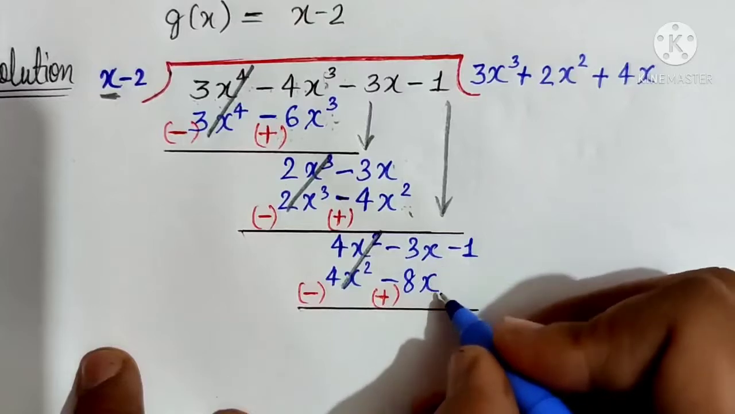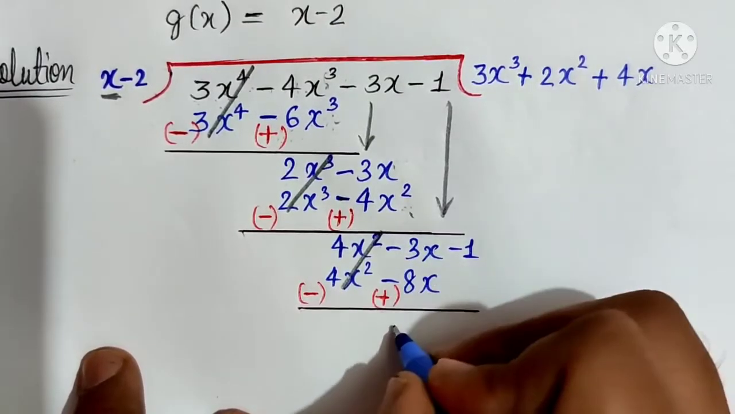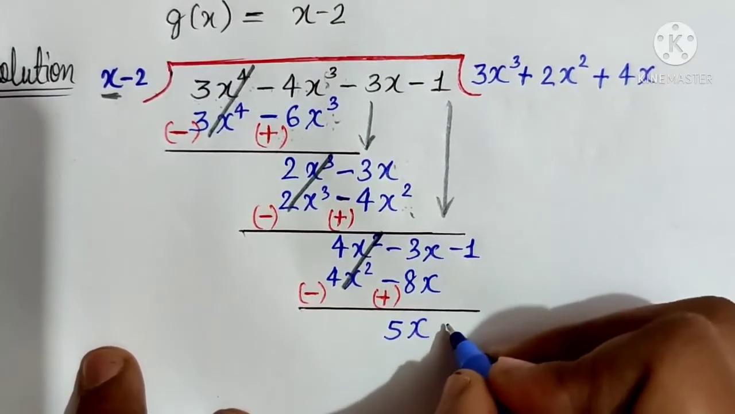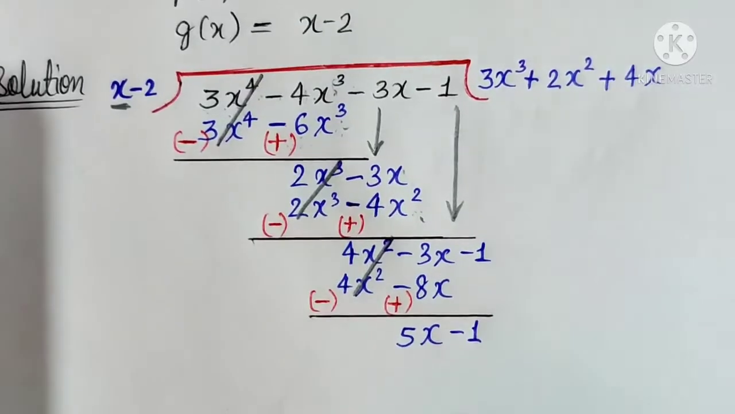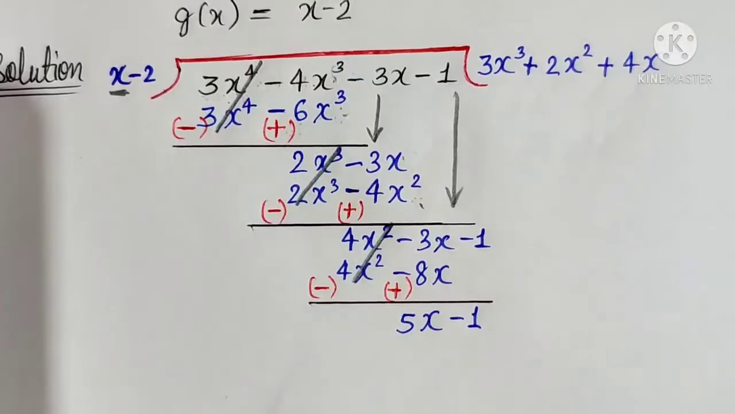Okay, now the same terms are there. See, x. If we subtract 3 from 8, what is left? 5. And this x will come as it is, 5x. This minus will come downside, minus 1. Now we have the new dividend, that is 5x minus 1. What we have? 5x minus 1.